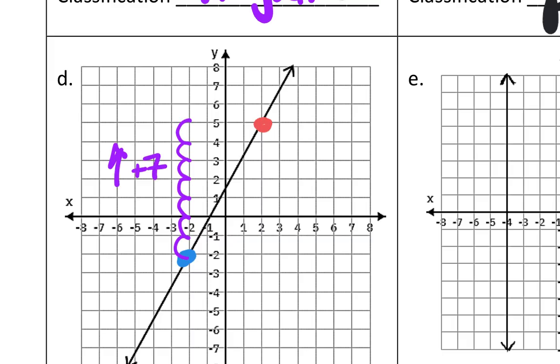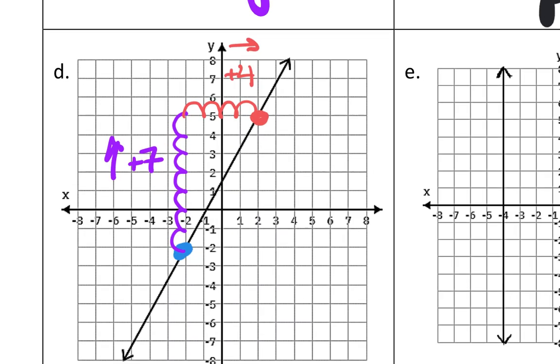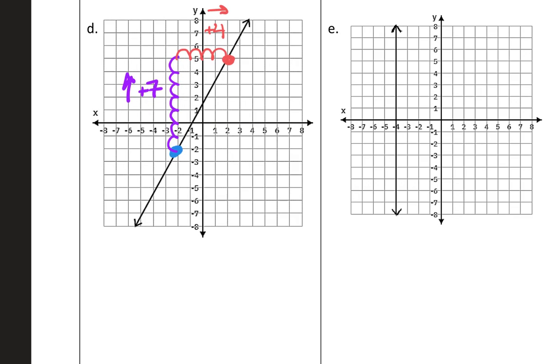Positive, because remember, on the y-axis, your positives go up. Your negatives go down. All right, and then from here, am I going to go to the left or to the right? The right. 1, 2, 3, 4. So to the right 4. Is that a positive or negative direction? Positive. All right, so now you have to decide, is this 7/4 or 4/7? It's always the one that goes up and down first. So it's going to be 7 first.